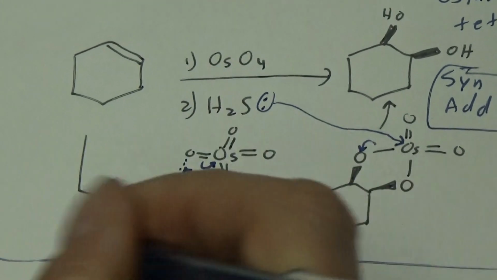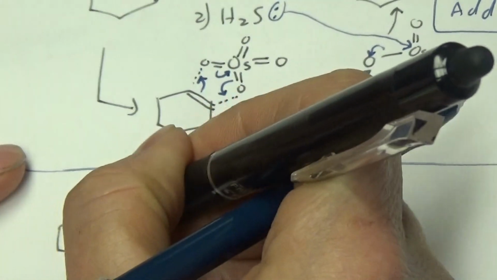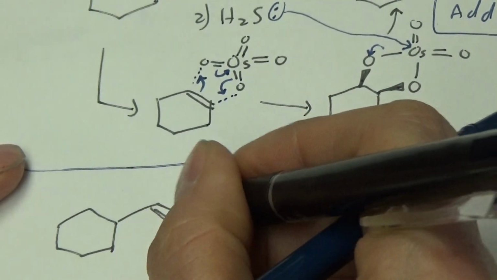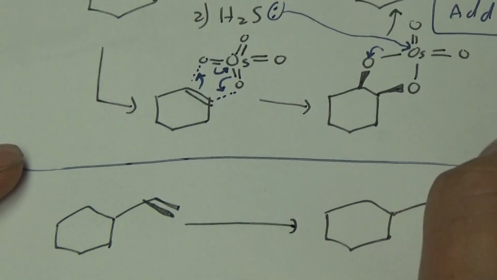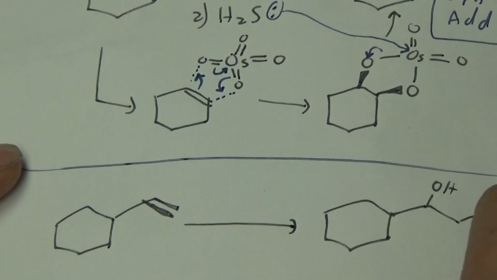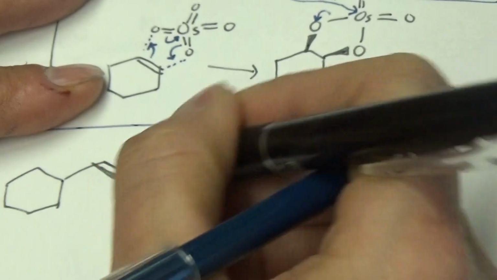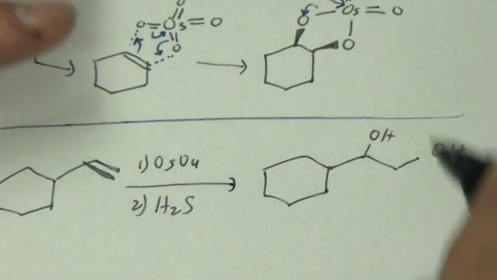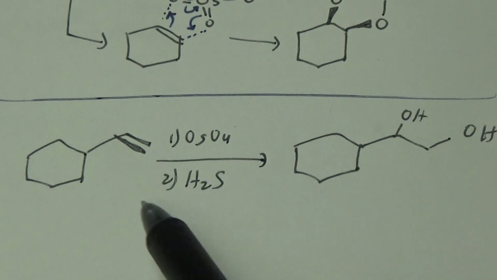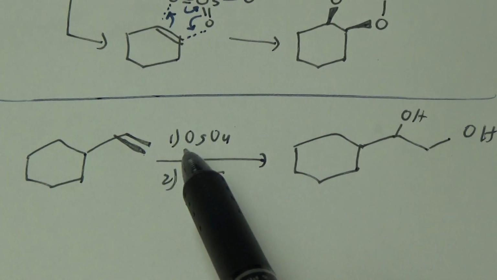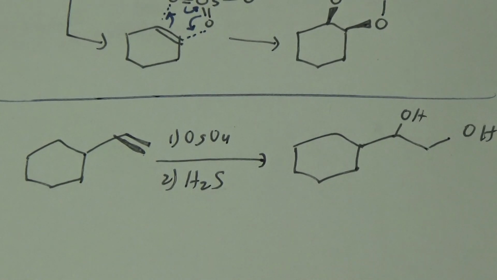I'll also show another example of this. Here there's no stereochemistry or anything, but it's exactly the same thing: 1. OsO4, 2. H2S. I'm not showing the mechanism, just the reaction. The alkene reacts with OsO4, and then the H2S kicks off the osmium, and then you get the product.